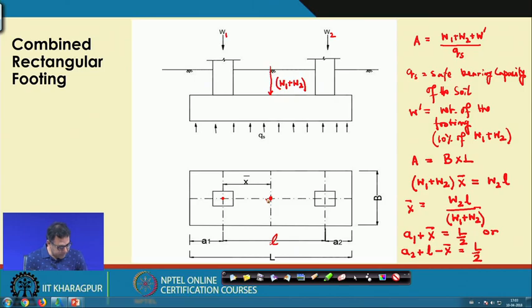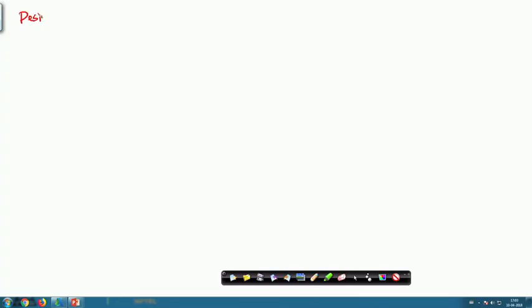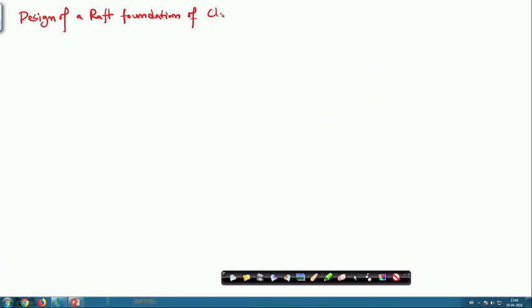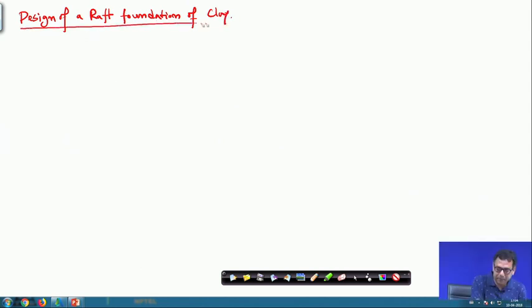And the next one that I will do, this is the design of a raft foundation on clay. So, suppose we have a column arrangement like this. Okay.